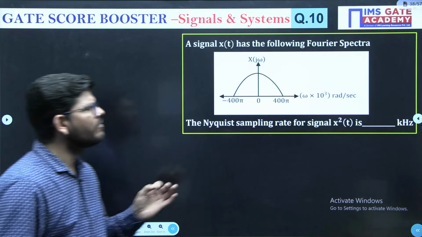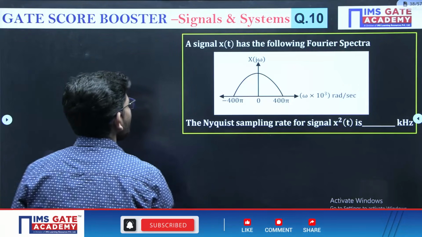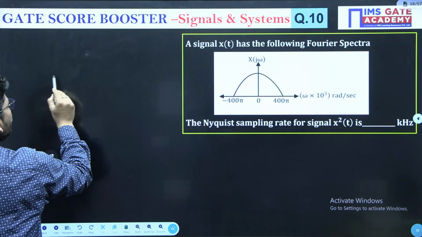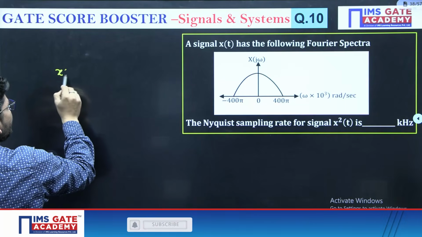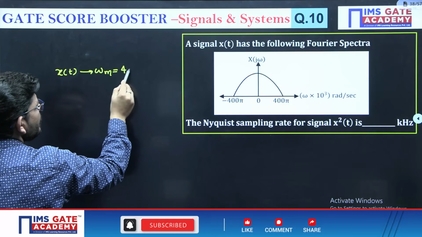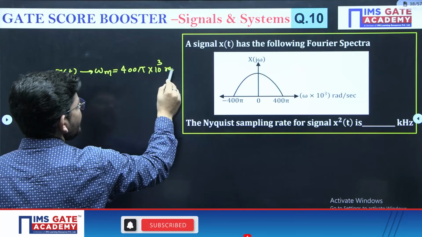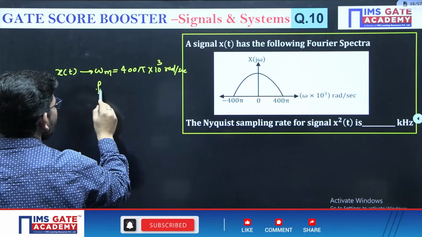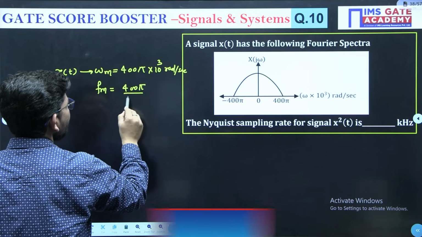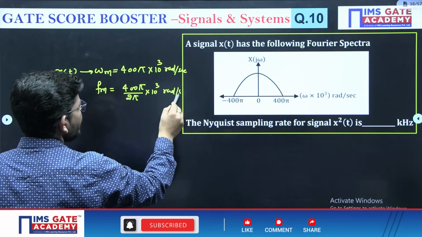Nyquist sampling rate for the signal x square t will be what? From this signal, what information we are getting is the maximum frequency term. For the signal x(t) which is given to us, the maximum frequency term is 400 pi into 10 to the power 3 radian per second. What will be fm, because the answer we have to give in hertz: 400 pi divided by 2 pi into 10 to the power 3.